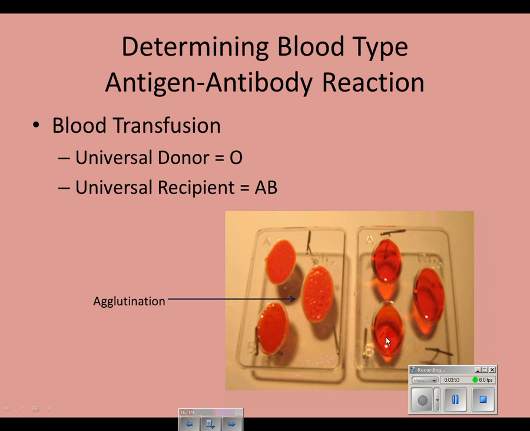We would put the blood in here and then put the antibody for B in the well, and we also get some agglutination. And then we would do the same thing for Rh, and we have agglutination. So this person's blood type actually would be AB positive.